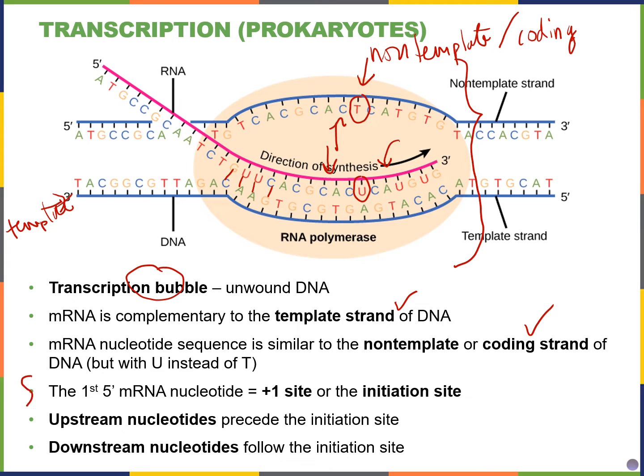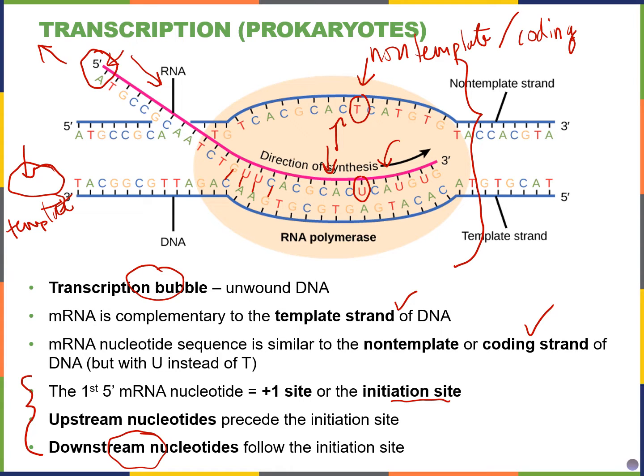A couple of other things to know. The first 5' messenger RNA nucleotide, and I can see that's here, is known as the +1 site or the initiation site. So in this case, it's the adenine right there. Anything before that is known as upstream nucleotides. So it would be something like over here. If there was more DNA over here, those would be called upstream nucleotides. Anything down past that part are known as downstream nucleotides.